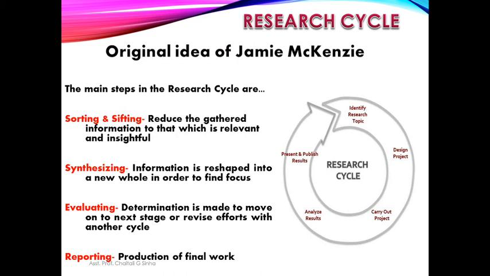So here again I will repeat this particular point: in the research cycle, the first thing we do is identify the research topic, then we design the project, how we are going to go about it, then we carry out the project according to the plan we have made. After collection of data or literature, we analyze the result, and after analyzing we report, and then we present and publish our result. So this is how the research cycle goes on.